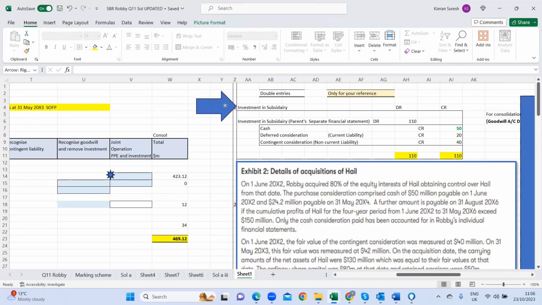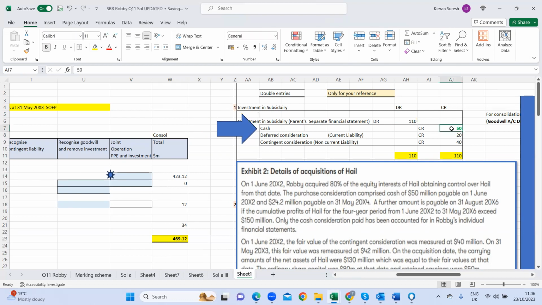If you look at the individual's investments, this is how the double entry would look from the parent's point of view, in the separate financial statements. The parent would have spent cash, so credit cash 50, because this entry has gone in. And there are deferred considerations that need to be paid. The deferred consideration is a liability, 20.